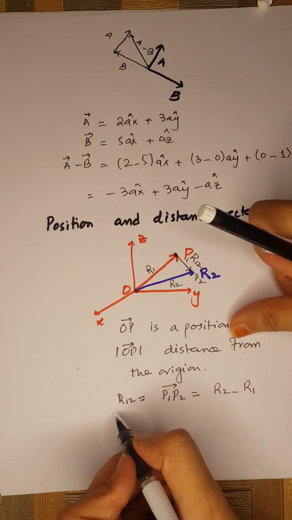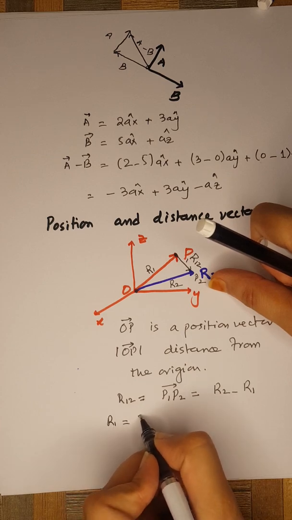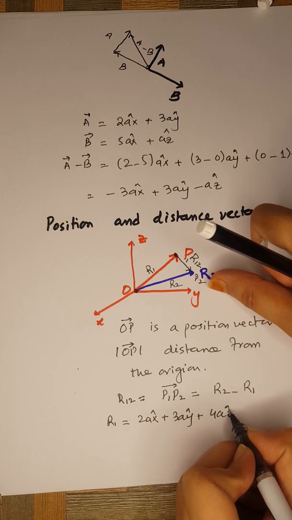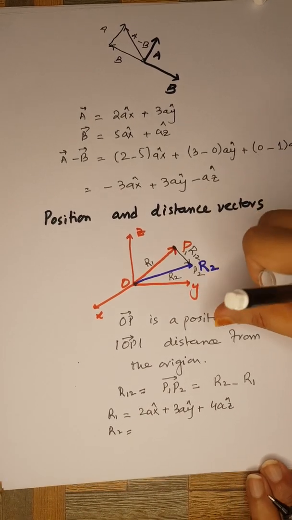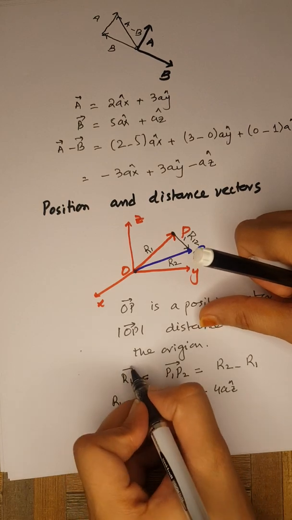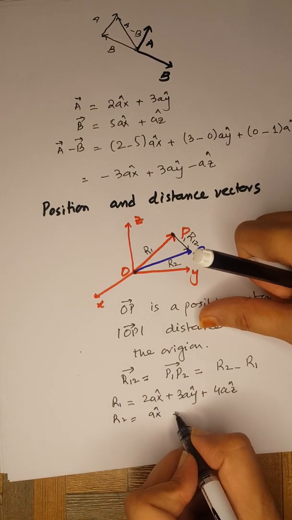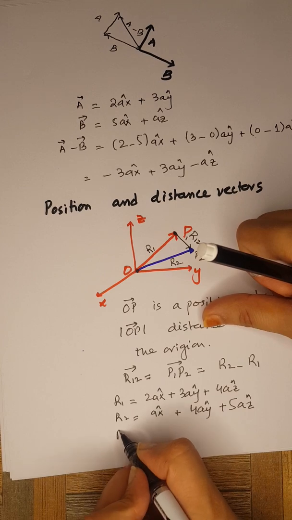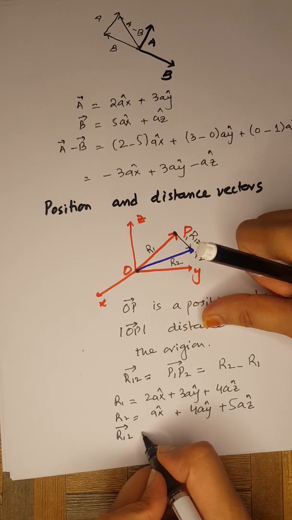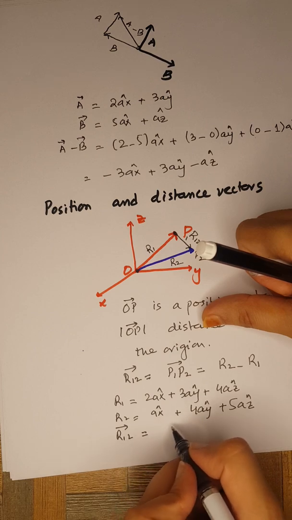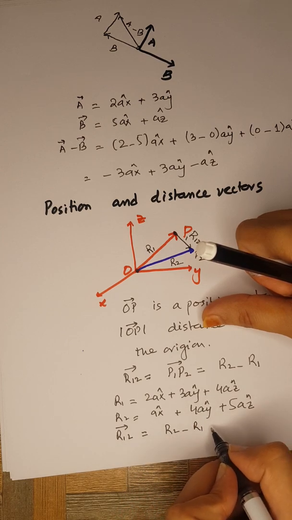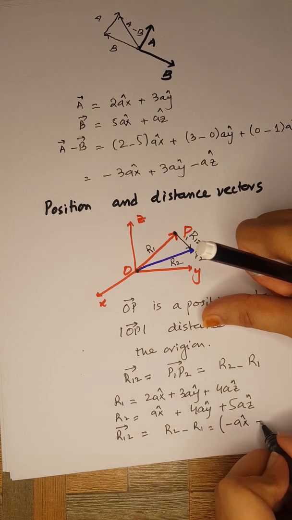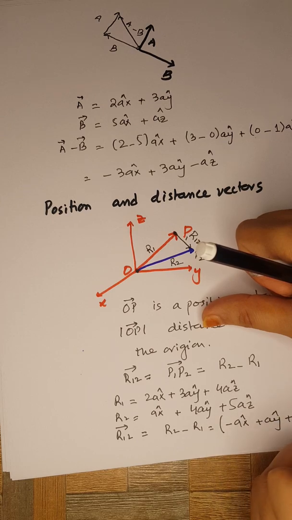So for example, if the position vector R1 is equal to 2ax hat plus 3ay hat plus 4az hat, and R2 is equal to ax hat plus 4ay hat plus 5az hat, then the R12 distance vector will be equal to the subtraction R2 minus R1, which is minus ax hat plus ay hat plus az hat.